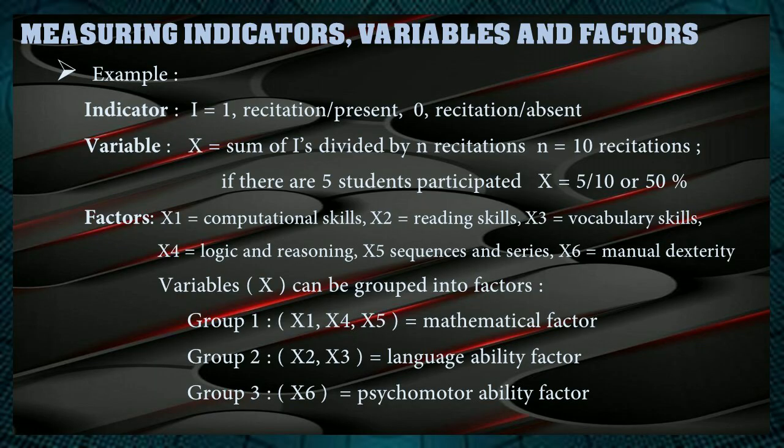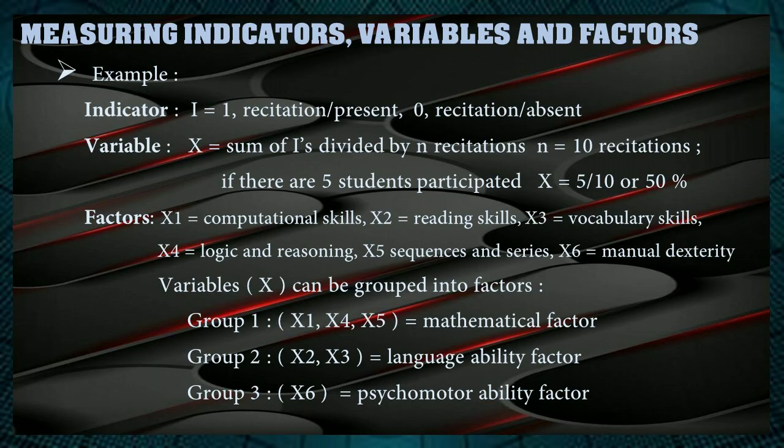Let's go now to variable. X equals the sum of indicators divided by n recitations. So n is the number of your students having the recitation. Okay, n equals 10 recitations. So if 5 students participated, x is equal to 5 divided by 10, or we call it 50% participated in the recitations. Let's go now to factors.